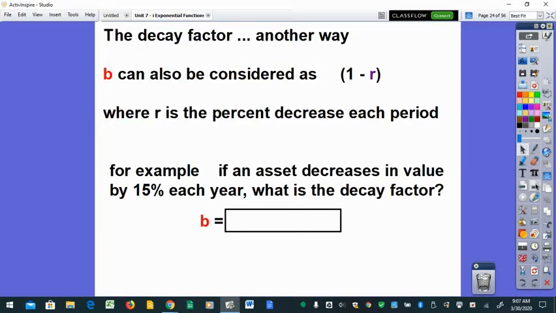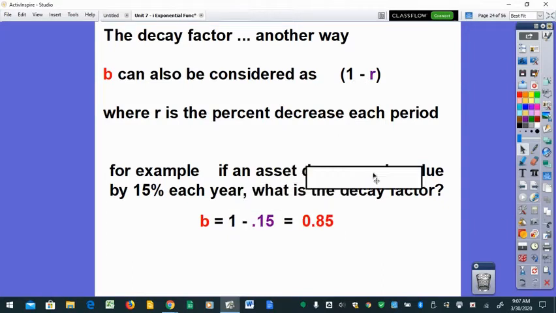So to get the decay factor, again, we've talked about this. The decay factor is 100% minus the rate at which it decayed. So if you were dropping the population or your money was losing 15% each year, your decay factor is not 0.15. That's the amount you lost. The decay factor represents the amount you kept. So you take your 100%, your 1 minus the 0.15, and that would leave you with a decay factor of 0.85 or 85%. So if you lost 15%, you kept 85%.